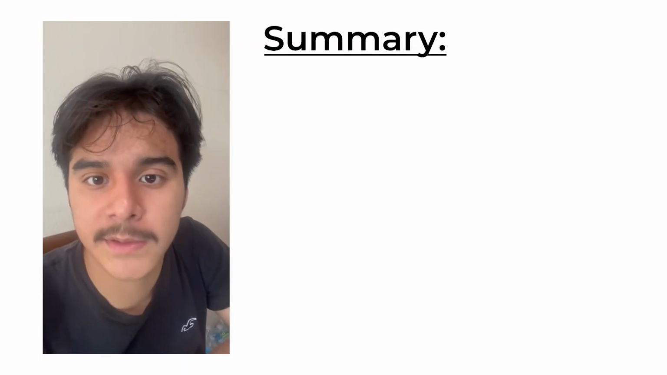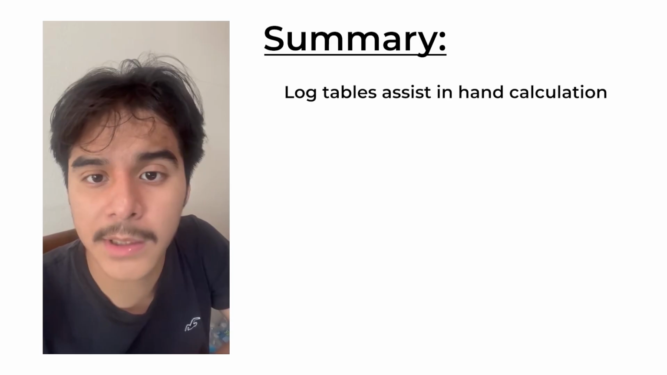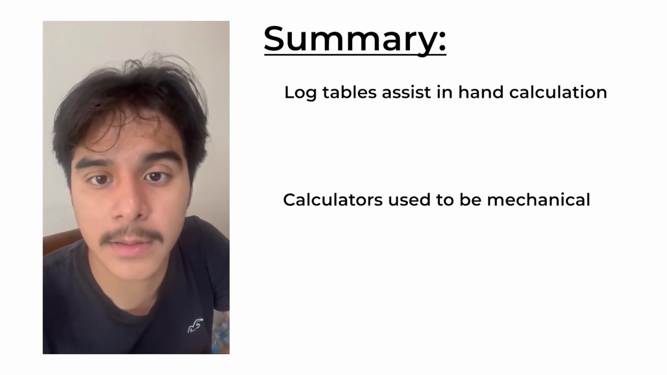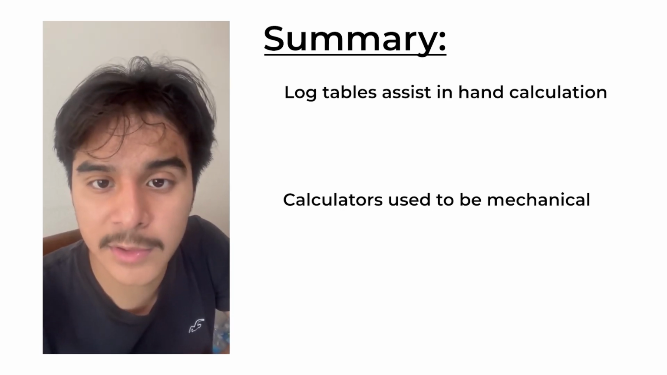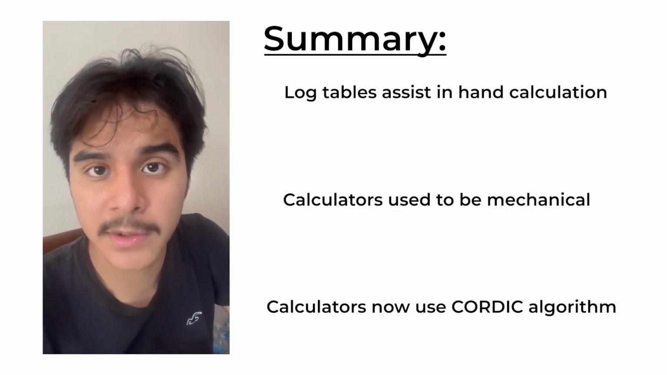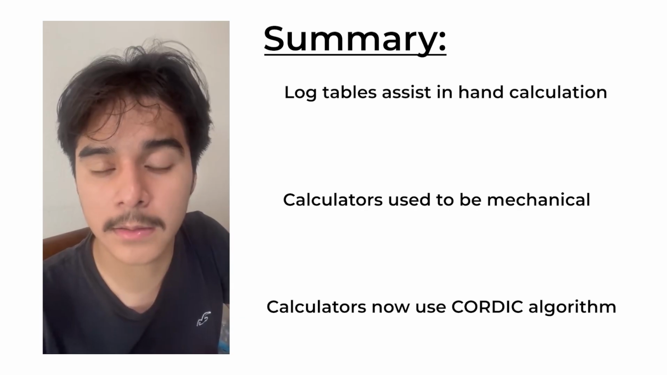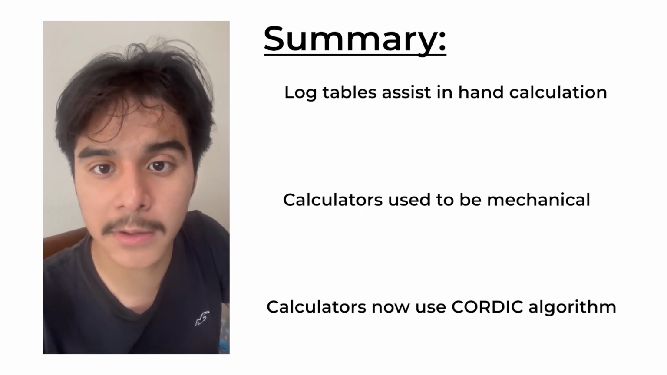To summarize, log tables help people calculate by hand. Calculators used to require mechanical input. Calculators use CORDIC to do it all instantly. So the next time you hit that log button, just remember the fact that people used to spend years calculating what you get in literal seconds.